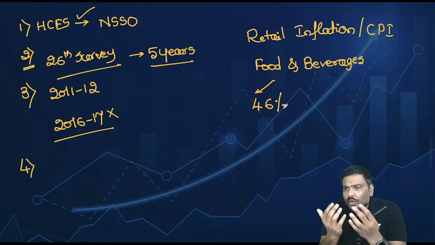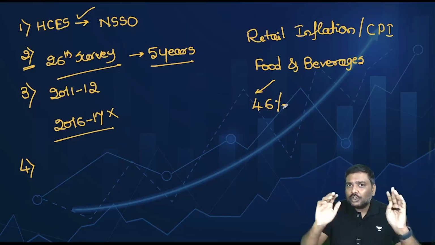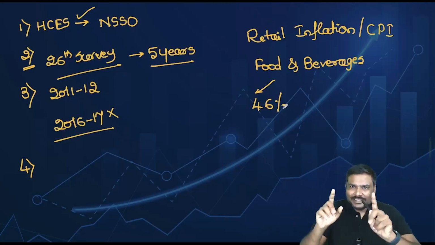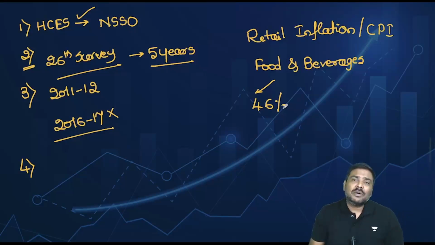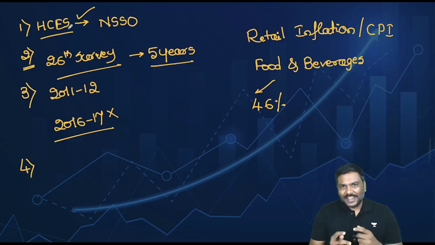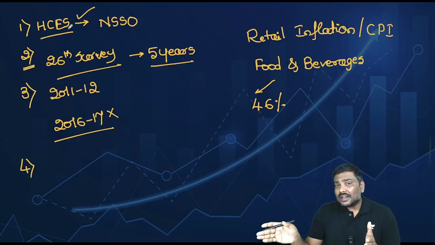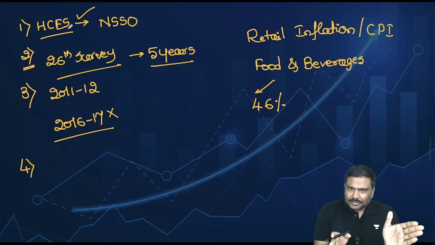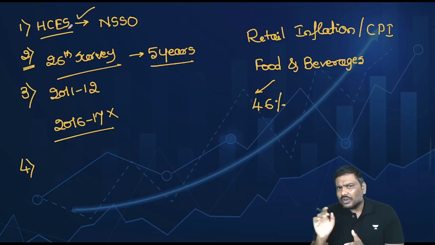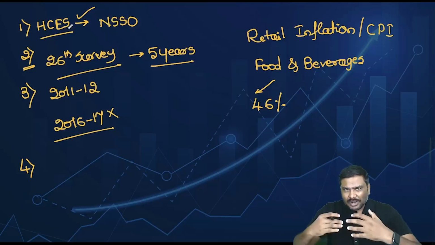Now the question is, how do you identify which commodity should be given how much weightage? That is done by taking into consideration the data published under household consumption expenditure surveys. That is the reason I said that whenever the HCES data is published, they will publish how much expenditure is done on food items and how much on non-food items. So, coming back to the next point.